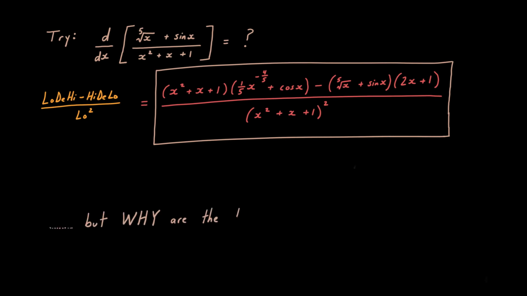But once more, why are the product rule and the quotient rule always true? Is this just magic I'm doing? Absolutely not. There is a reason. So it's proof time. Proof time is upon us. Got to start with the product rule. It's actually a bit easier than the quotient rule proof.